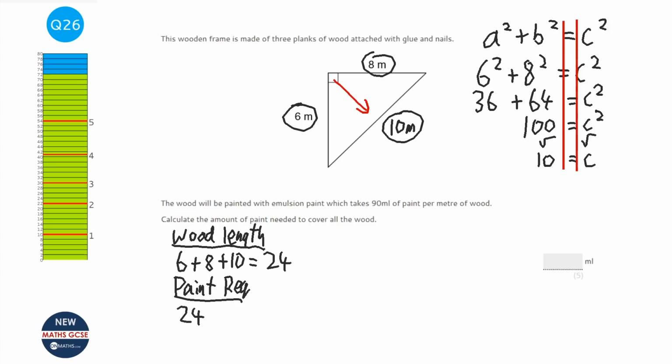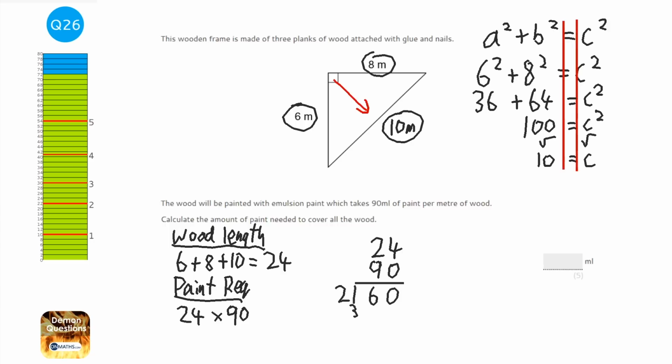I need to do 24 because we've got 24 metres of wood, times 90 because it's 90 millilitres per metre. So we can do this with the grid or column method. Doesn't really matter which one. I'll do the column, why not? So 0 for the first one, and then we're going to do 90 times 4, so we need to add a 0. 9 times 4 is 36. 9 times 2 is 18, plus the 3 is 21. And what we could have done is 9 times 24 and just added a 0 onto the end of it. There's loads of different ways of doing these things. So it would be 2,160 millilitres. If you ask this in litres it would be 2.160 litres, because there's 1,000 millilitres in a litre.